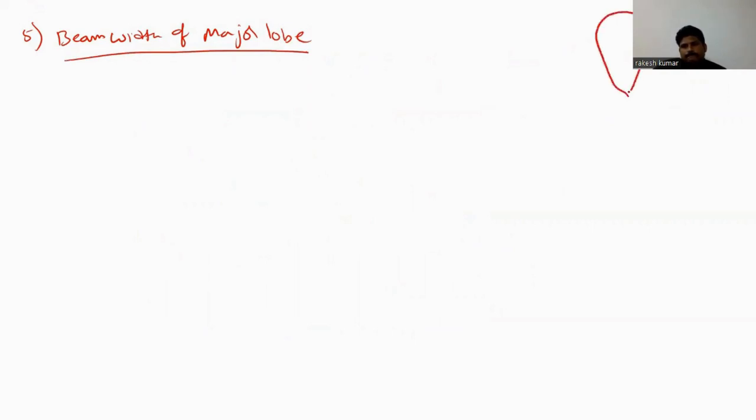Now let us go for the fifth parameter, that is beam width of major lobe. Beam width of major lobe is nothing but beam width between first nulls. What is meant by the beam width of major lobe? Let us take this diagram. Beam width means this is the first null, and this is the first null. Whatever the angle subtended between the two nulls is nothing but the beam width between first nulls.